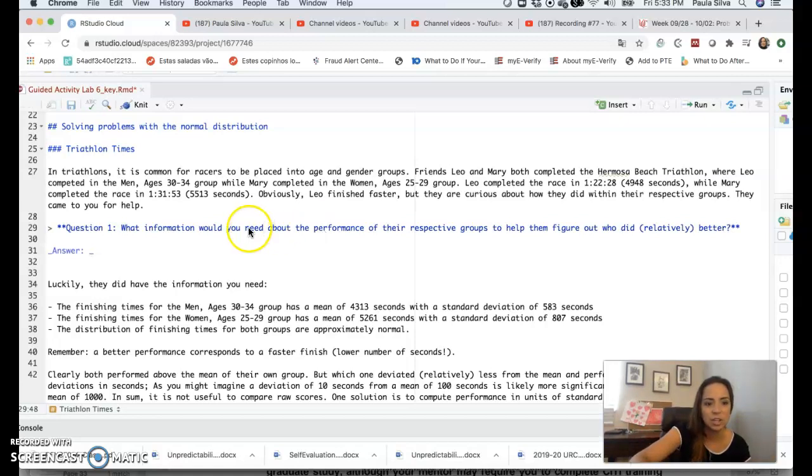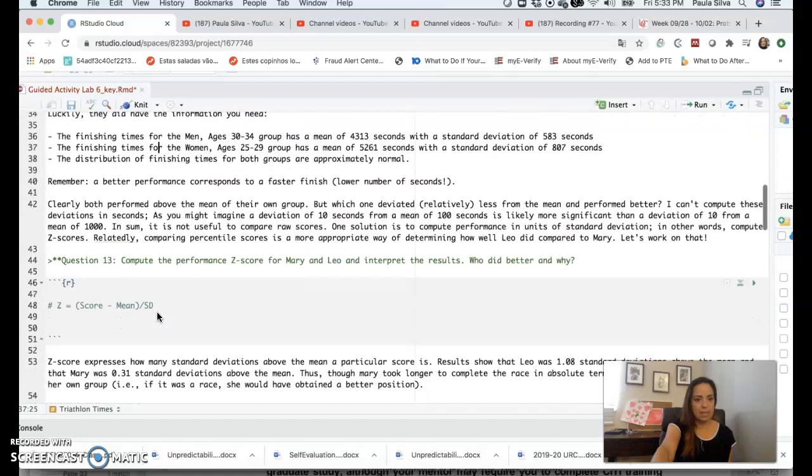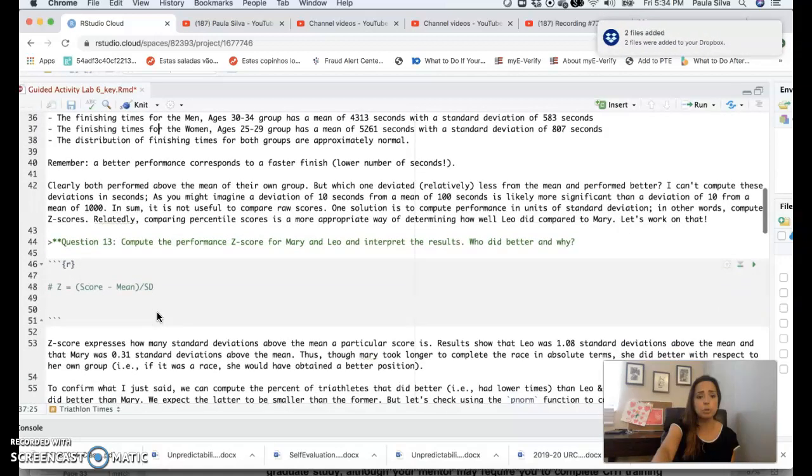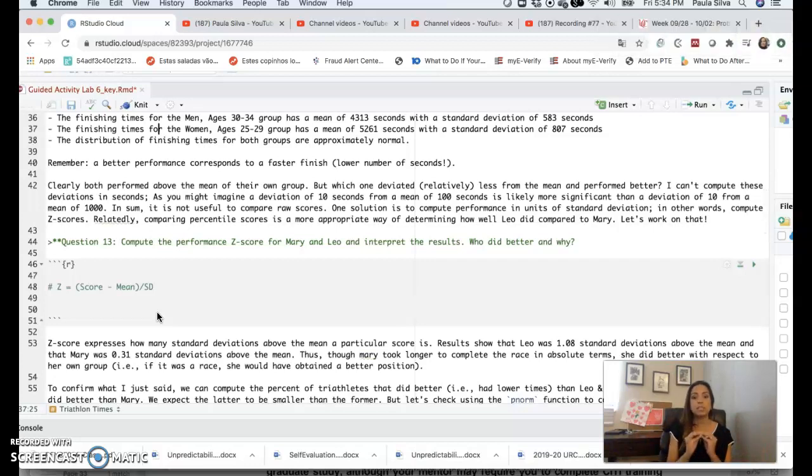And the answer here would be that you would need the mean and the standard deviation of performance time for each group. Luckily, they did have that information. The finishing times for the men ages 30 to 34 had a mean of 4,313 with a standard deviation of 583, and the finishing times for the women ages 25 to 29 group have a mean of 5,261 seconds with a standard deviation of 807 seconds. The distribution of finishing times for both groups is approximately normal.